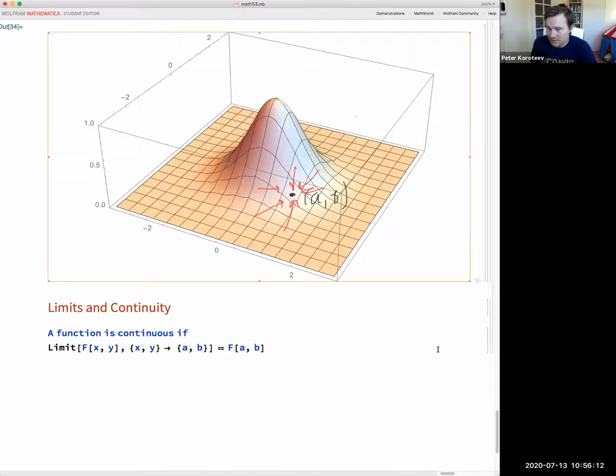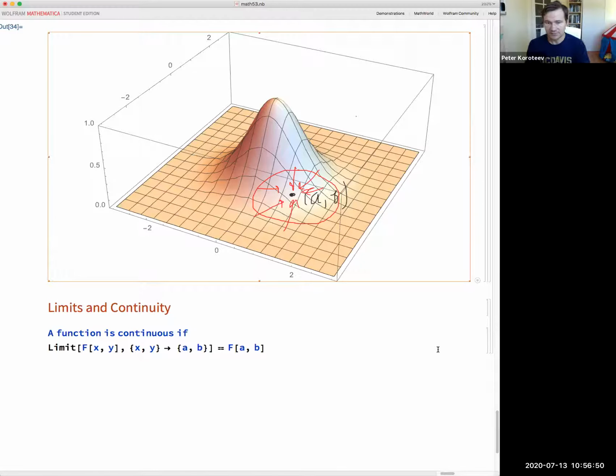There is no good answer to this question, so that's why we define the limit so that it should work for any direction. In other words, you should take a small neighborhood, a small open disk that contains this point. And then if you pick any path, like those red arrows, and go along any path, and the value of this limit is equal to f of a, b, then we say that the function is continuous.